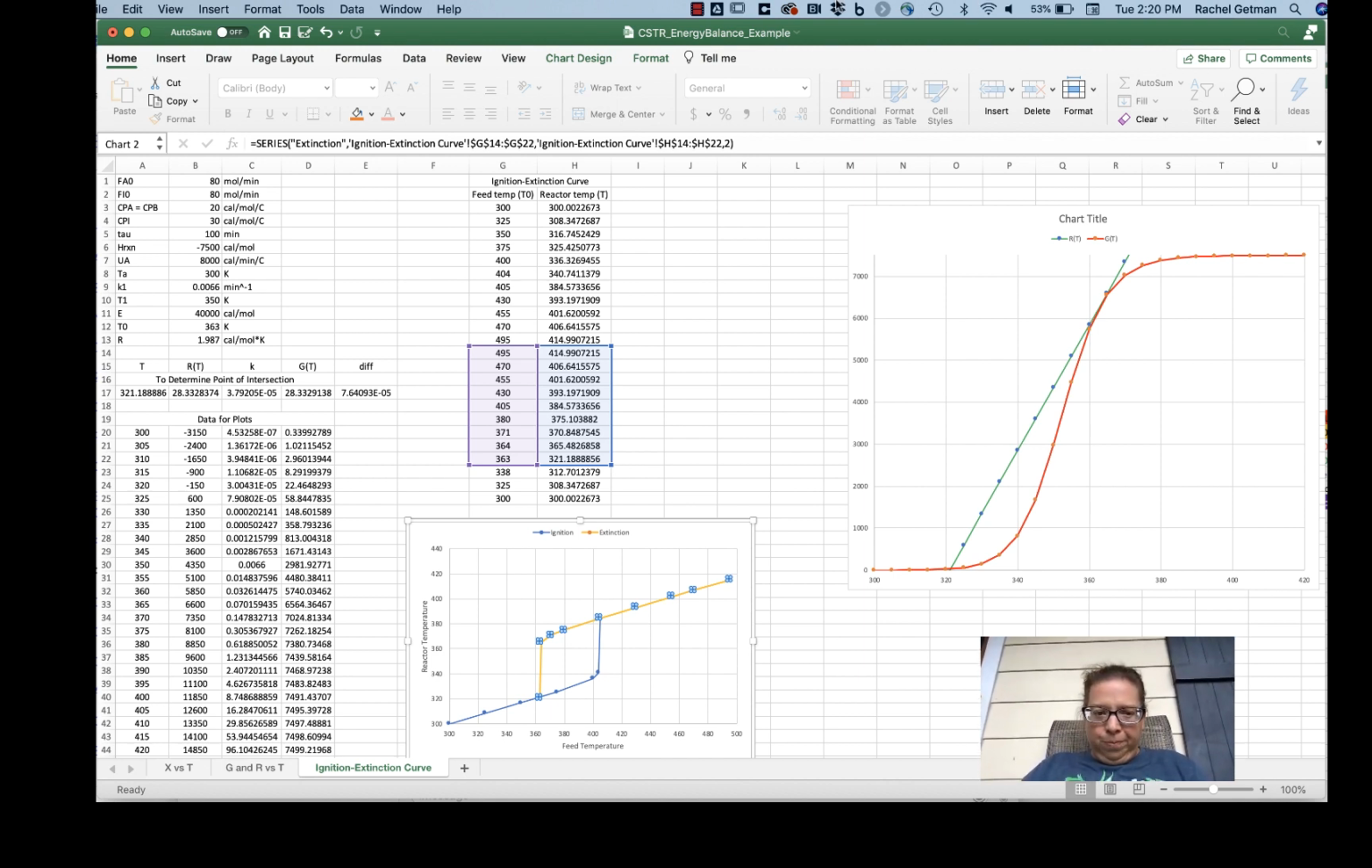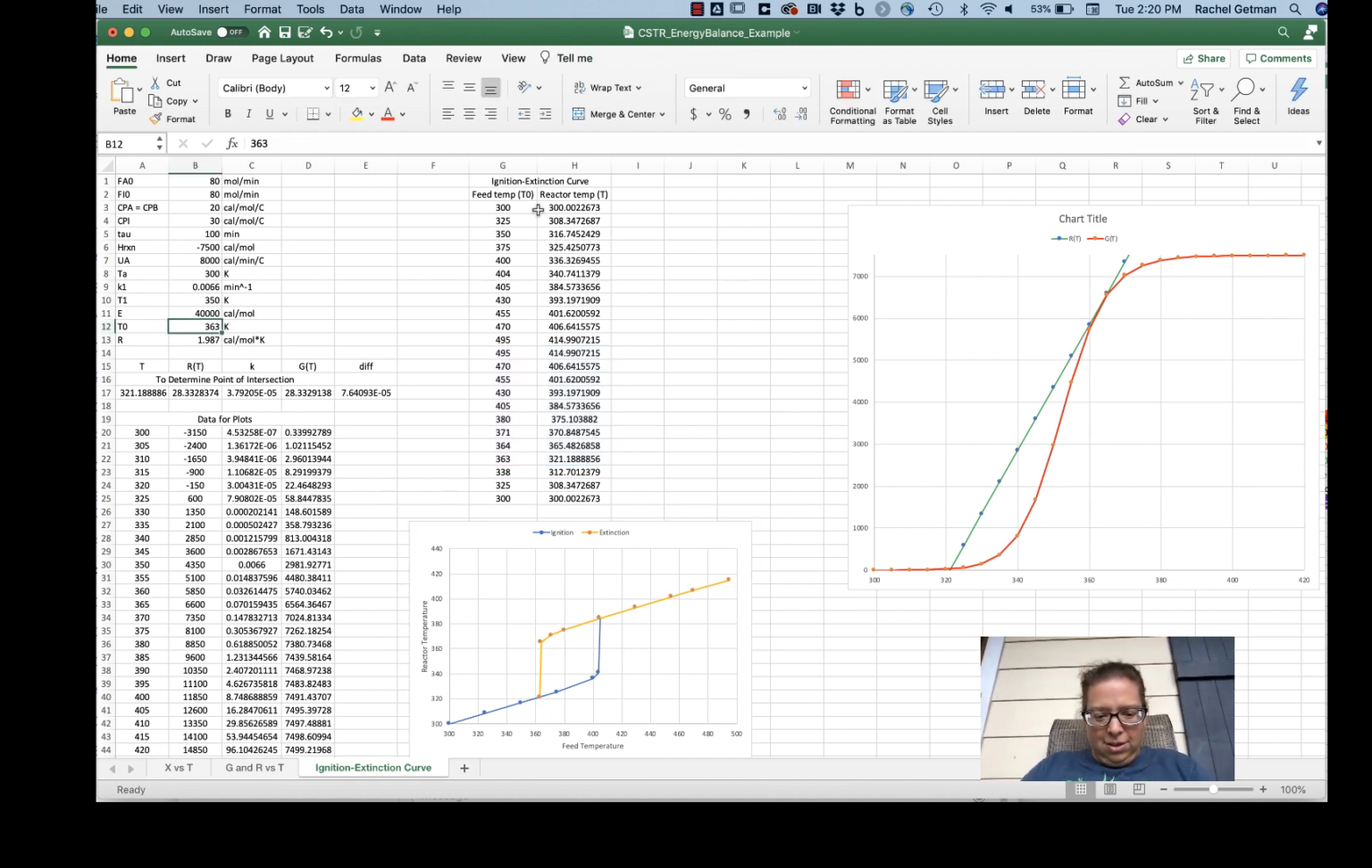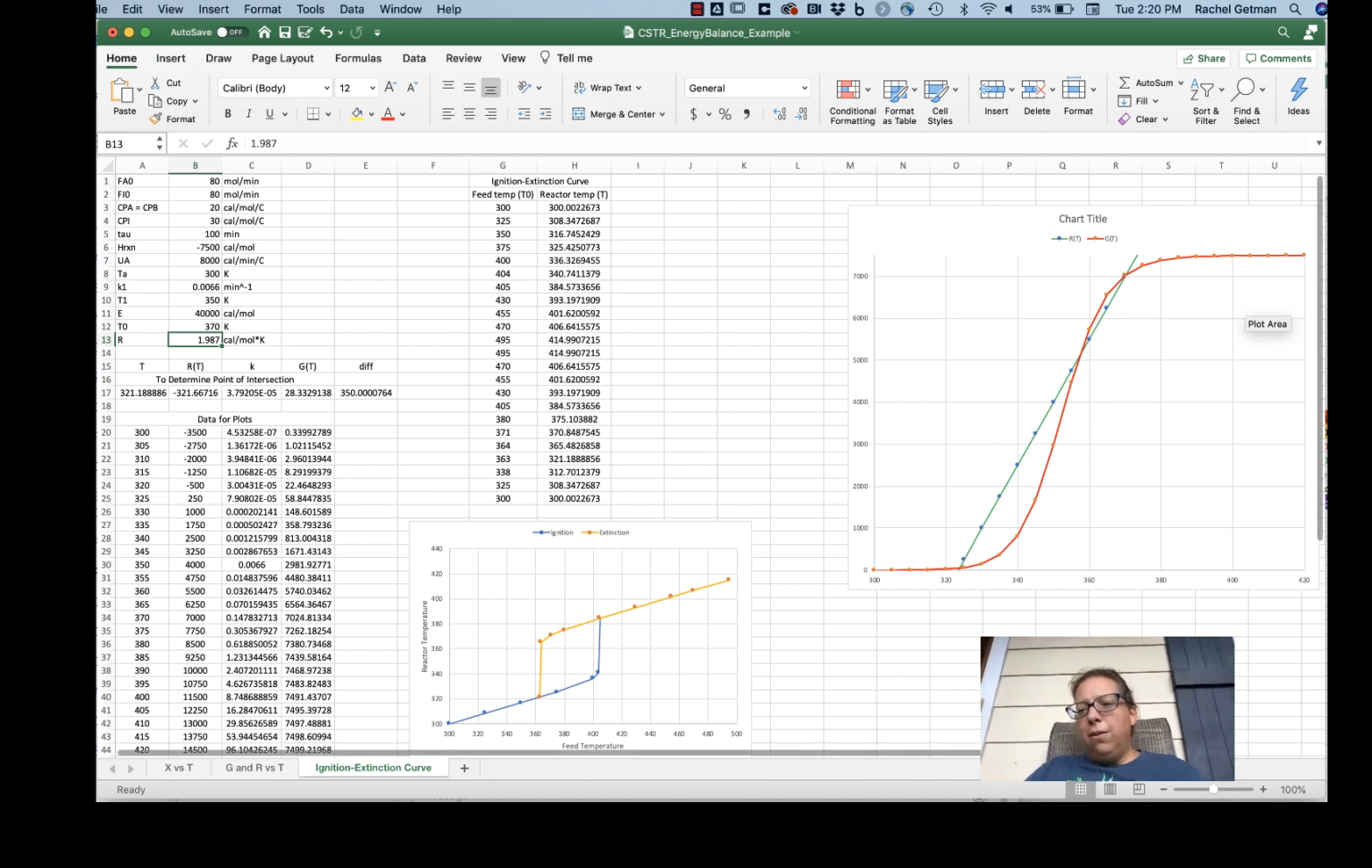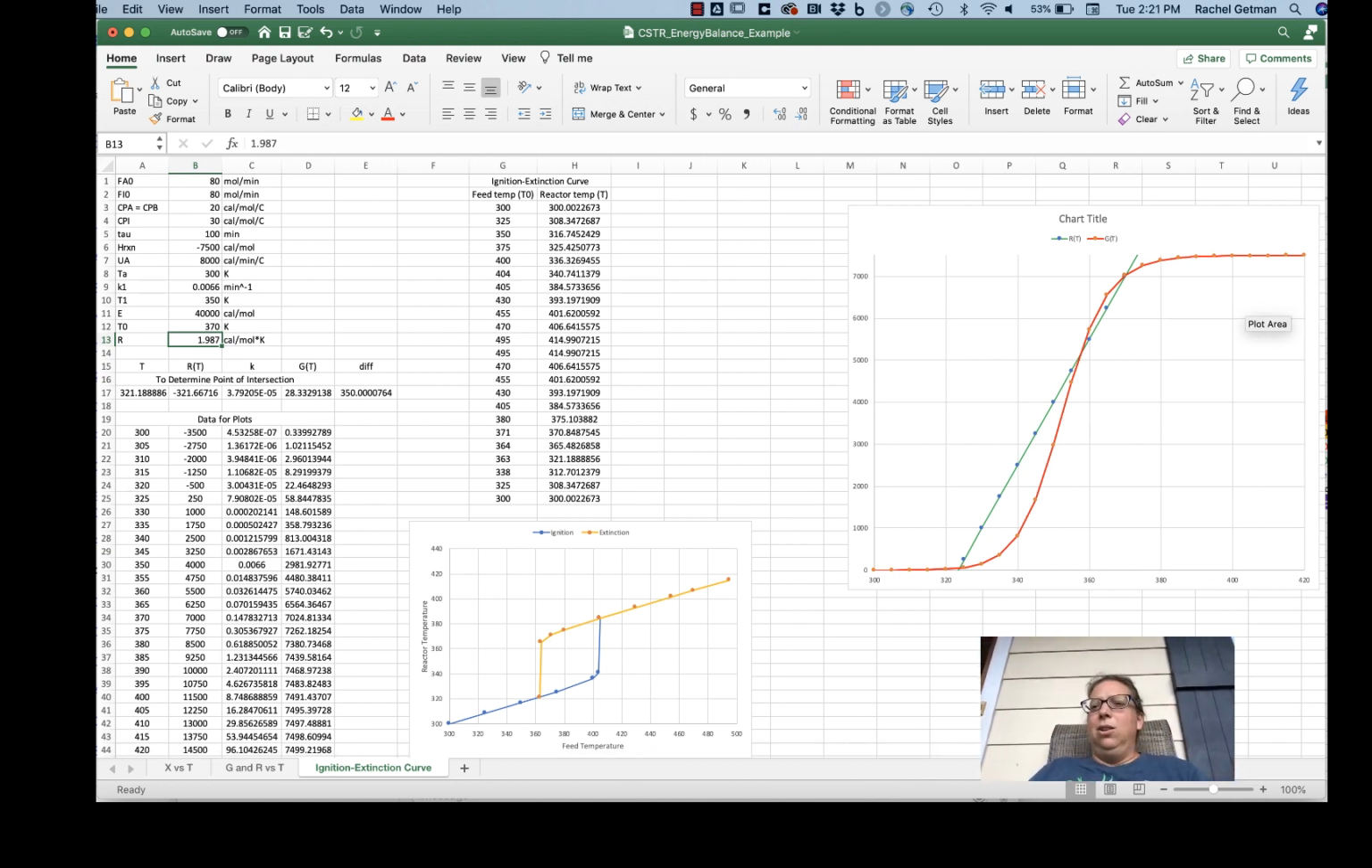So, for example, if I took my temperature here and changed it slightly to 370, we see now that this green line is intersecting this red S-curve at 3 different points, one here, one here, and one here. All of those are steady state solutions to the CSTR under this set of conditions. So the CSTR could be operating at any of these points. And the one that it's going to be operating at is the one that's closest to the conditions when the new set of conditions came into play.